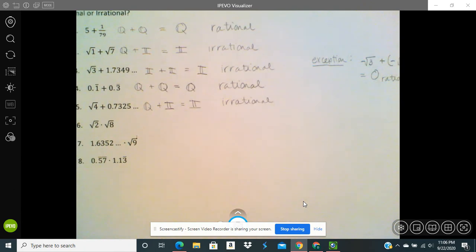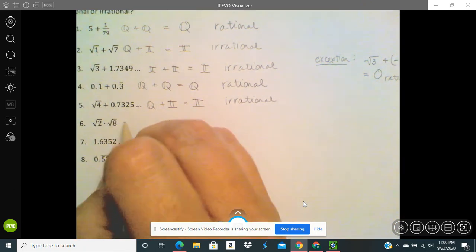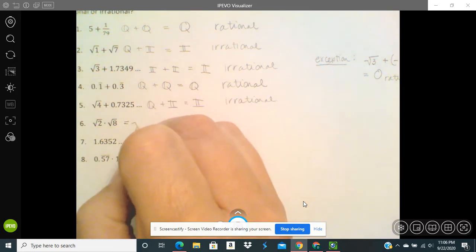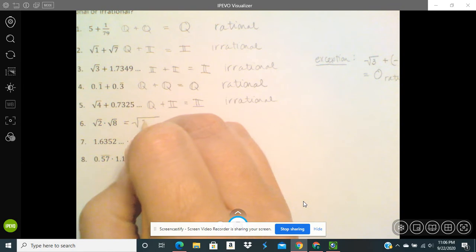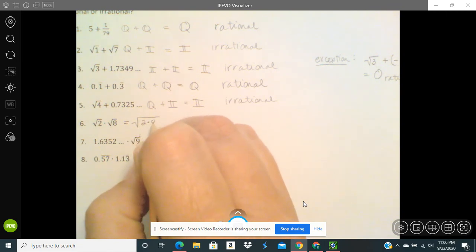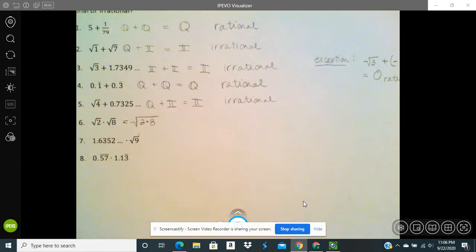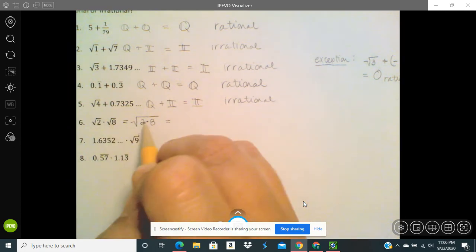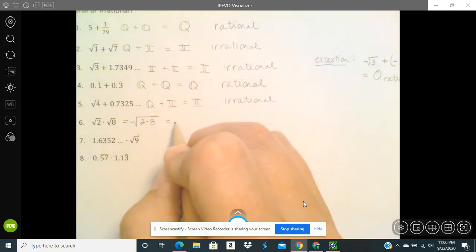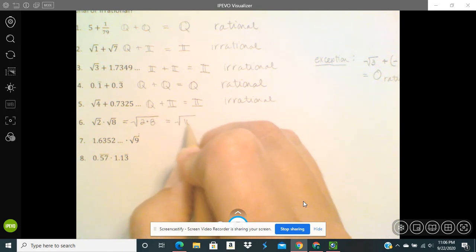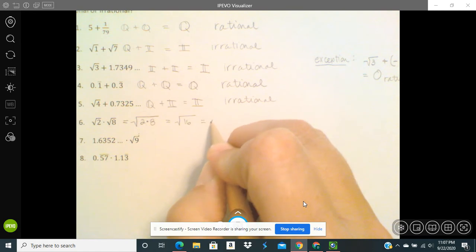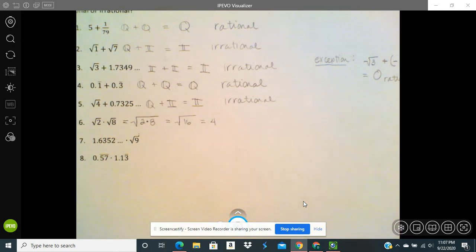All right, one of my favorite problems is number 6. There's a rule that says when you do this math and you're multiplying radicals, you can actually put them under the same radical as long as they have the same index. So since they're both square roots, I can combine them. So now what I'm really doing is finding the square root of 16. The square root of 16 is 4. So that's rational.